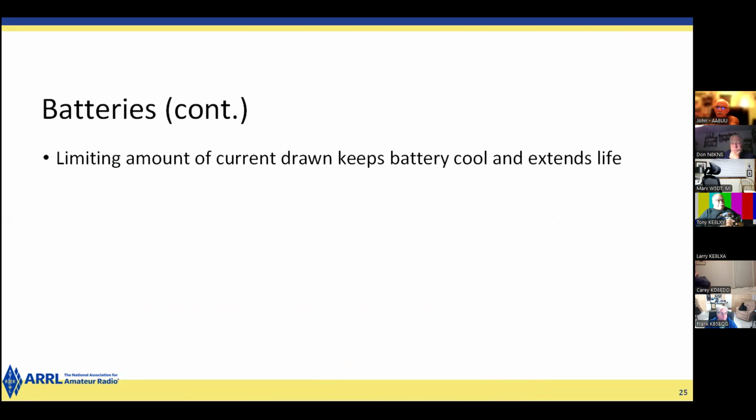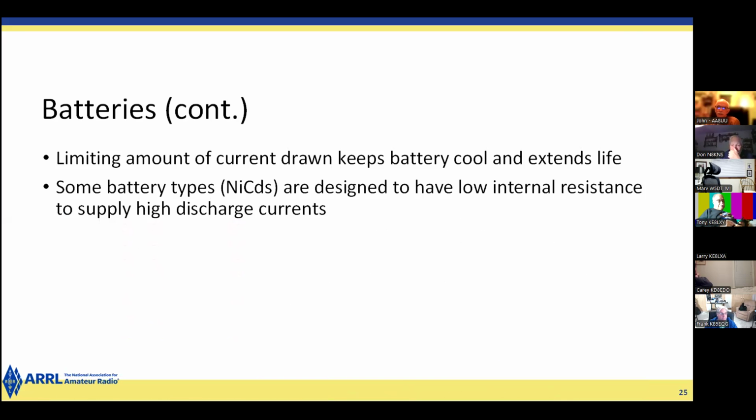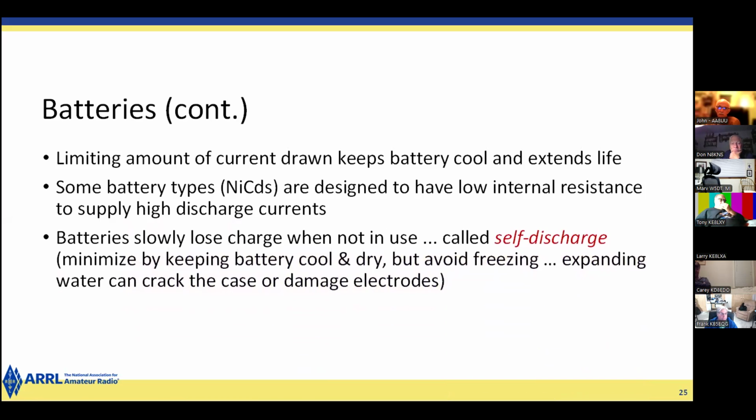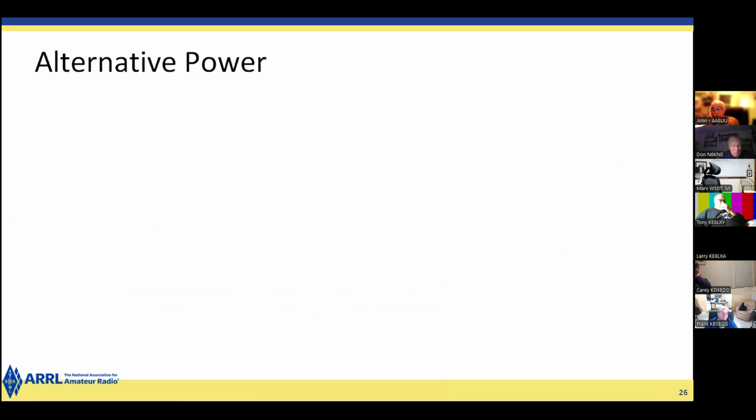Limiting the amount of current drawn keeps the battery cool and extends life. Some battery types, nickel cads, are designed to have low internal resistance to supply high discharge currents. Batteries slowly lose charge when not in use, called self-discharge. Minimized by keeping the battery cool, dry, but avoid freezing. Expanding water can crack the cases or damage electrodes. Yeah, it's that time, I've got to get my batteries out of the garage, my rechargeables.